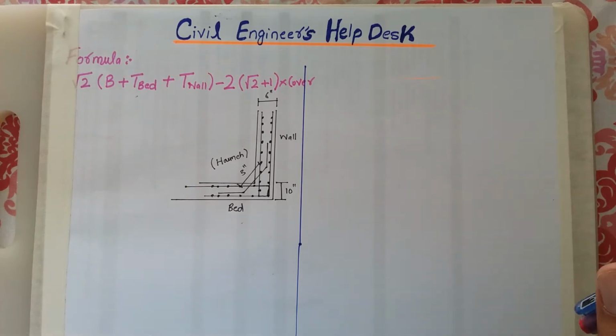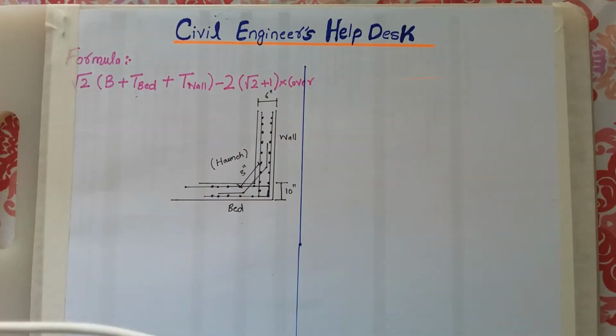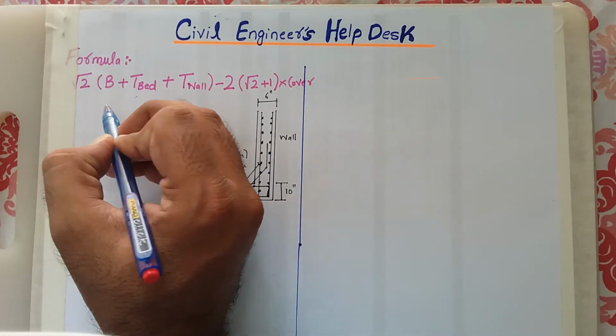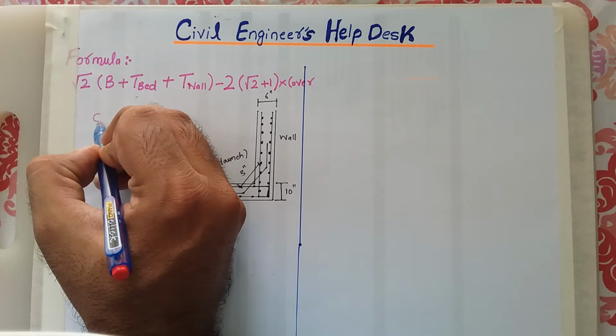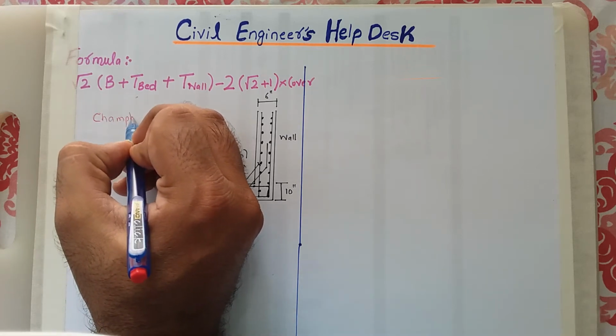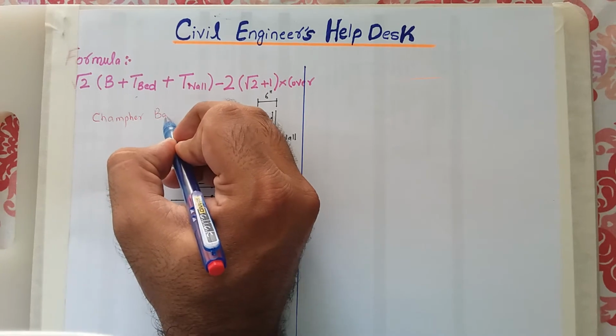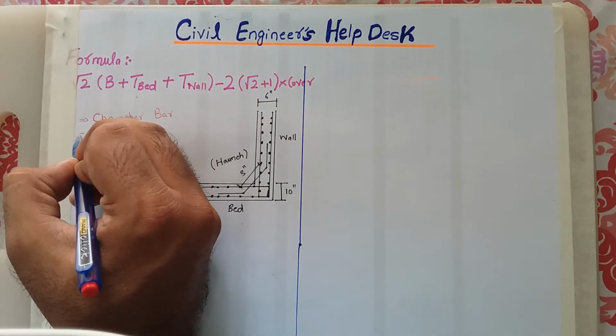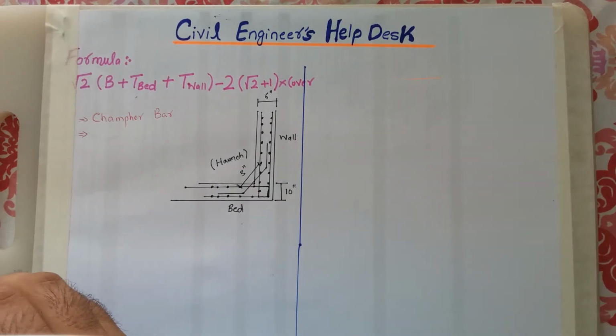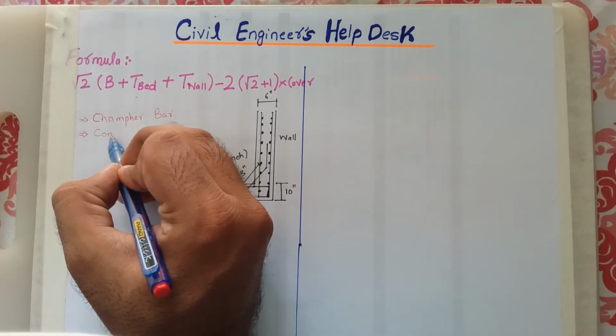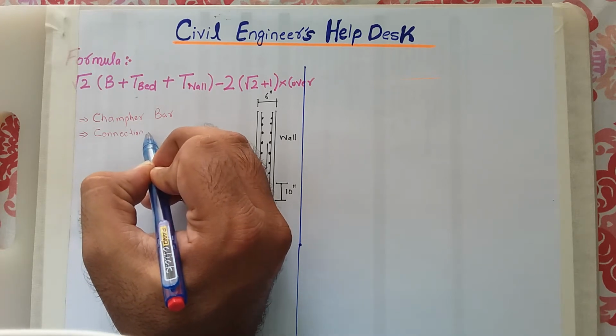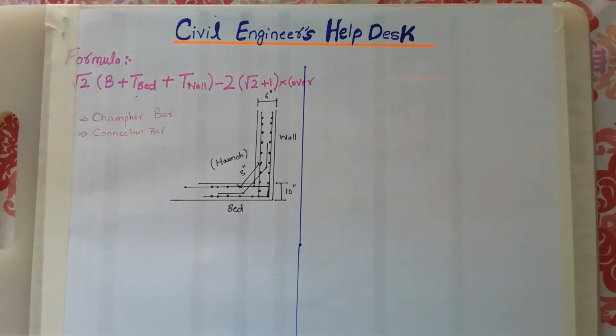But engineers, remember that there are two other names used on site, in practical life, rather than haunch bar. On site we mostly call it chamfer bar. You must remember this, because normally the steel fixer and supervisor call it chamfer bar. This bar is also known as connection bar. Haunch bar is also known as chamfer bar, connection bar.